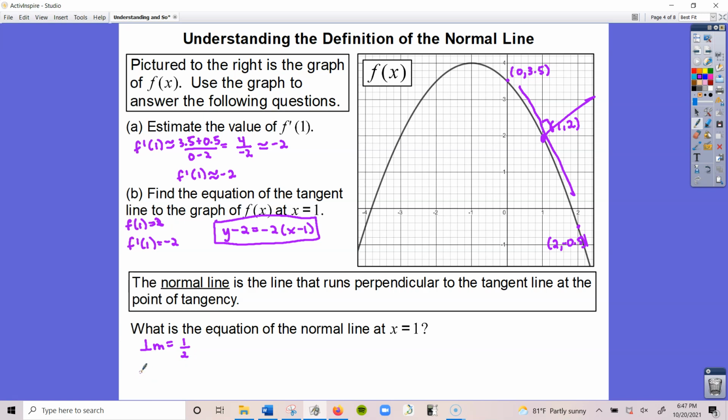And I'm still going to use the same point of tangency, which is f of 1 is equal to 2. Your equations essentially for a tangent line and a normal line look almost identical, except the slope is what changes. So my equation would be y minus 2 equals 1/2 times x minus 1.